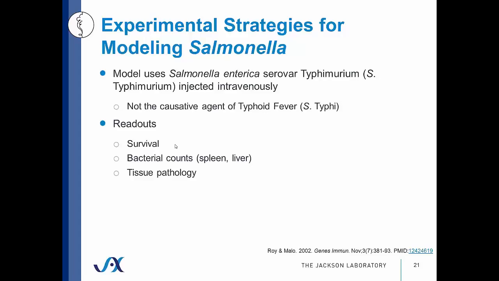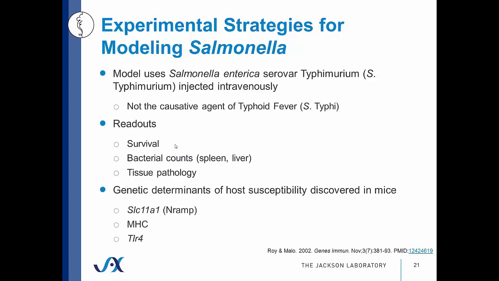And as I mentioned, Salmonella infection causes gastroenteritis, and this is one of those disease pathologies that cannot be modeled in mice, because there are differences in the gut microbiome between mice and humans. Also, the genetic determinants of host susceptibility have been discovered in mice, including the NRAMP gene, which is responsible for restricting the growth of intracellular pathogens, as well as MHC and TLR4.